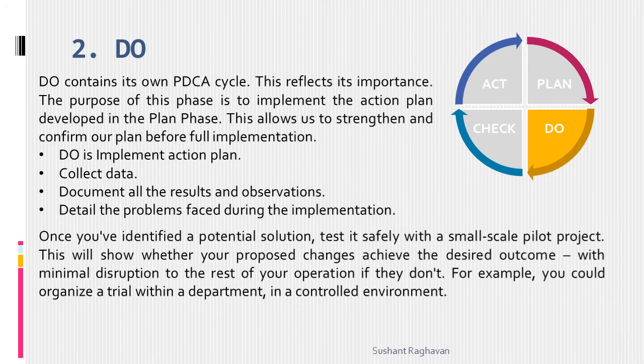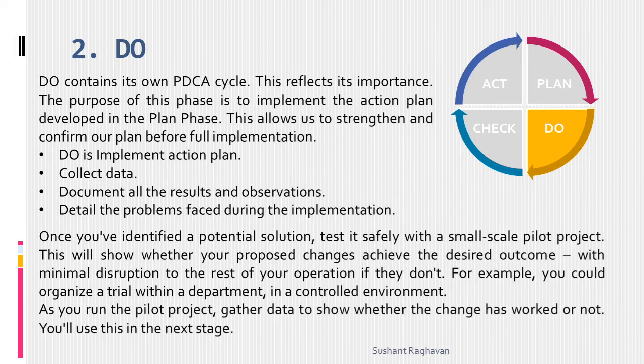Once you have identified a potential solution, test it safely with a small-scale pilot project. This will show whether your proposed changes achieve the desired outcome, with minimal disruption to the rest of your operation if they don't. For example, you could organize a trial within a department in a controlled environment. As you run the pilot project, gather data to show whether the change has worked or not. You will use this in the next stage.